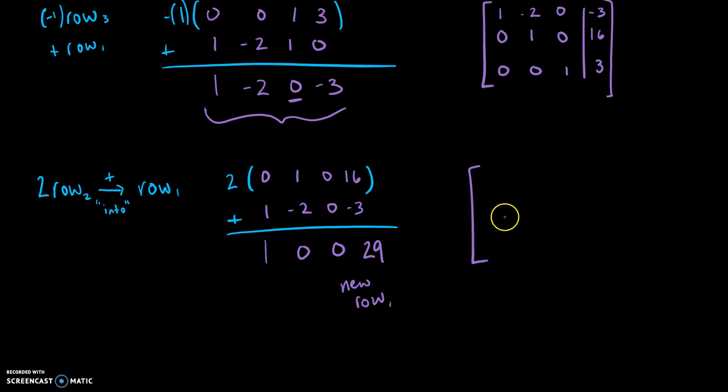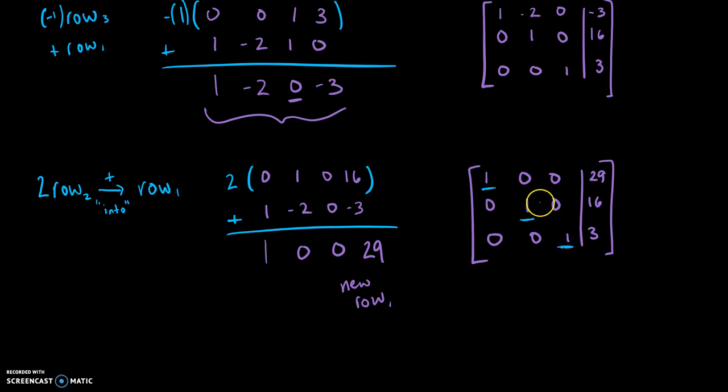So let's go ahead and rewrite that. Row 3 didn't get touched, so it doesn't get changed. We were using row 2, so that doesn't get changed. And we were adding row 1, so that does get changed. So now we have 1, 0, 0, 29. All right. So now look. Now we have an entry here, here, and here. And then everything else is zeros.